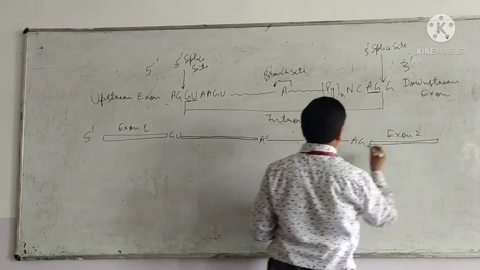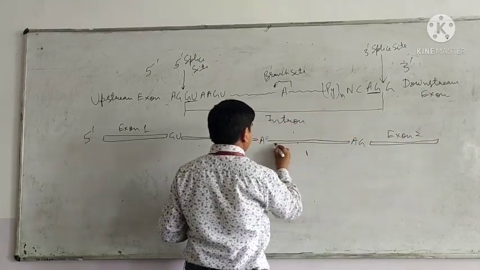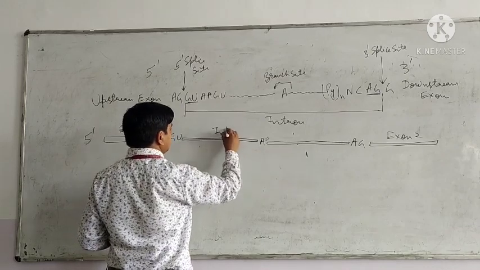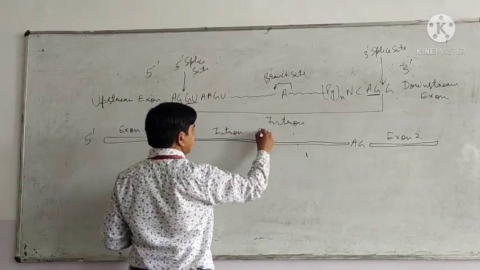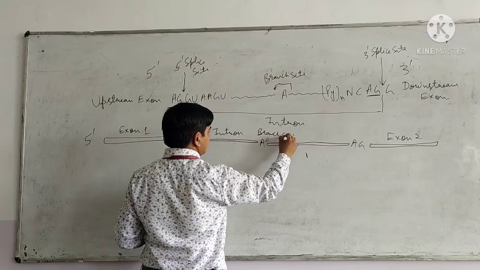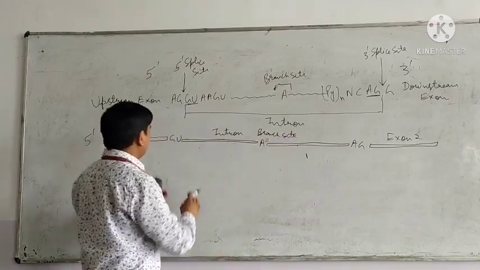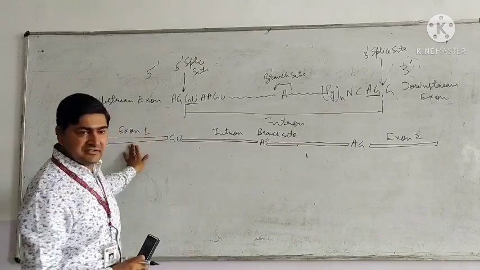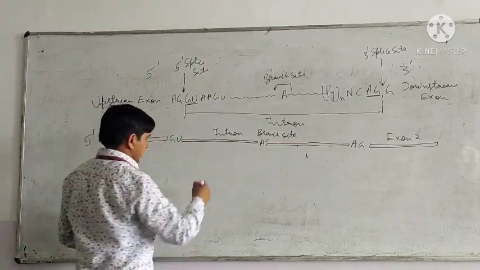Suppose it is exon 2, and this one is the intron. This is the branch site. So we have to remove this intron, GU to AG, and join this exon 1 and exon 2.